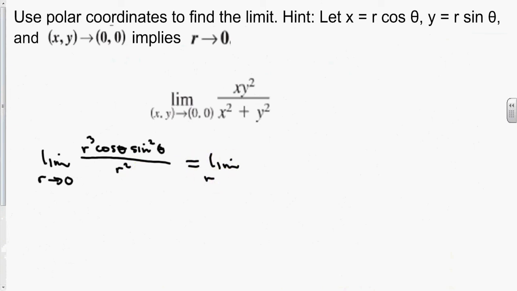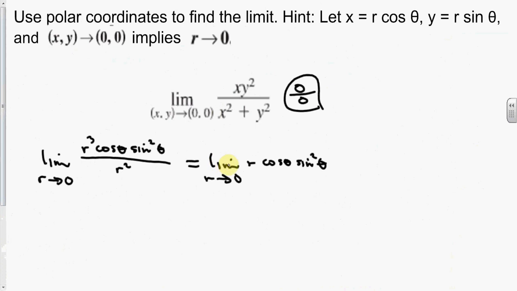This is the limit as r goes to 0 of r times cosine theta sine squared theta. The reason they convert is that when you have x squared plus y squared, it's easy to use polar coordinates. But again, you get 0 over 0, which is an indeterminate form as well.